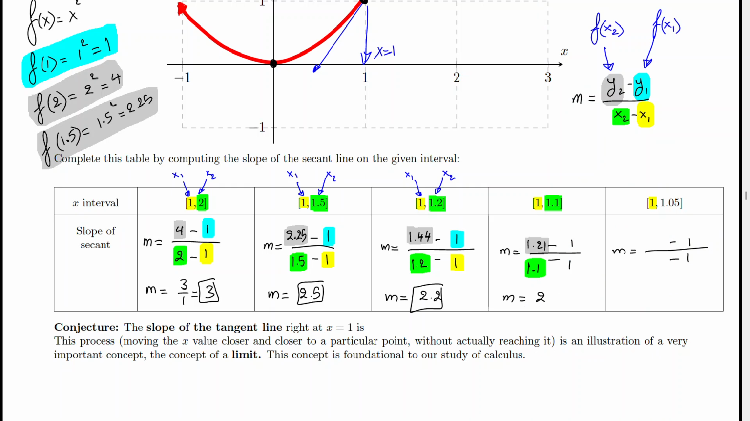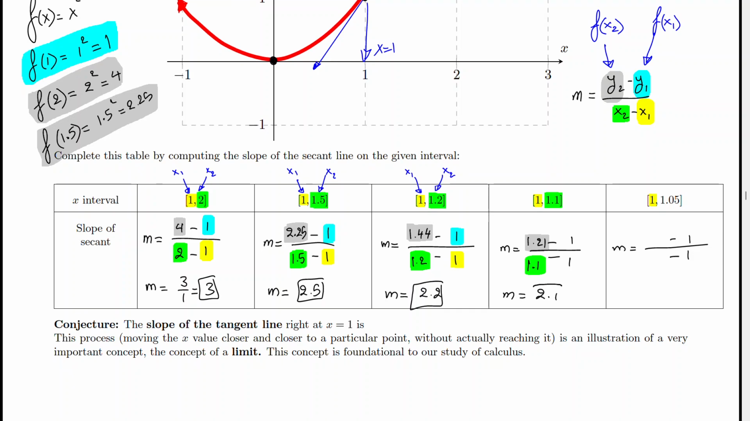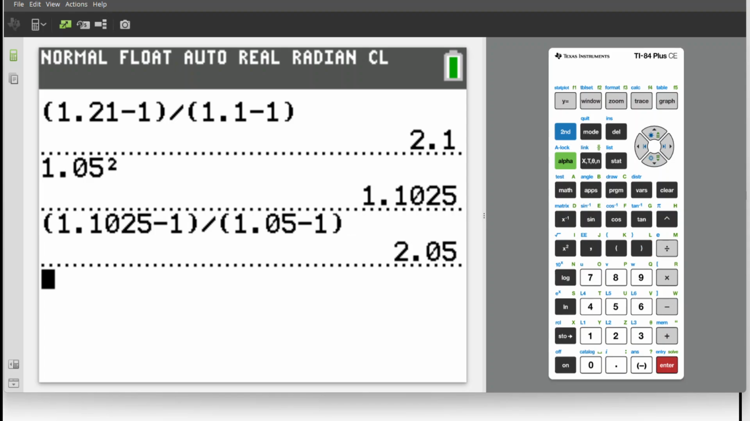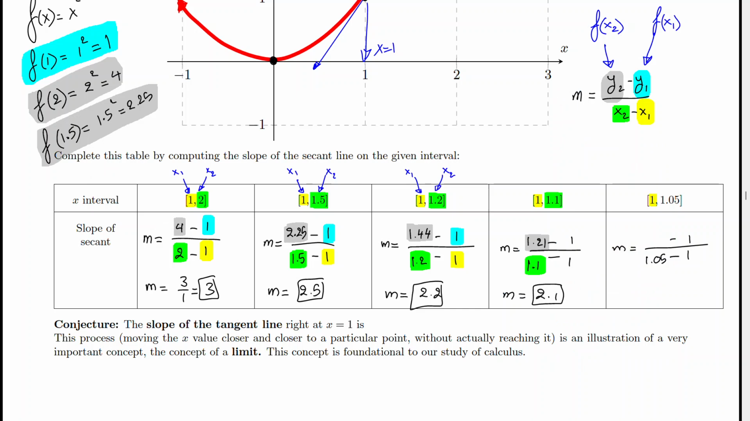So 2.1, and like I said earlier, there was some kind of a pattern. So were you able to guess what the next one is? If not, let's see. So it's 1.05, that's my x2, and I need to square the 1.05. So let's do that on the calculator. And I'm getting 1.1025. So let's plug the whole fraction in right now. So let's subtract 1, divided by 1.05 minus 1, since we have to do that anyway. And my estimate is 2.05. Okay, so the m that we're looking for is 2.05. And let me just record what the numerator was when we found it.